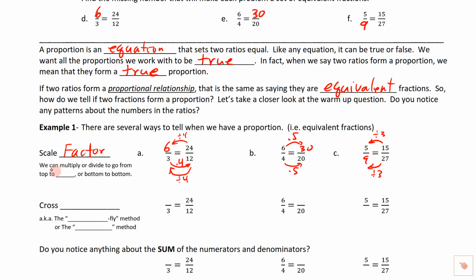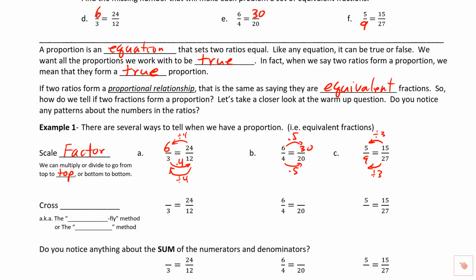So what we can do here using a scale factor is we can multiply or divide to go from top to top or bottom to bottom. So we went from top to top here by either dividing by 4 or multiplying by 4. We did the same thing on the bottom. Here to go from bottom to bottom, we multiplied by 5, so we did the same thing here. We multiplied by 5 there, and then divided by 3 here, so we're going to divide by 3 there. So that kind of keeps it consistent.